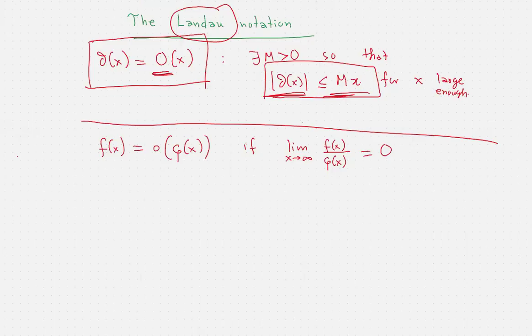So for example, just to give a trivial example, x would be o of x squared. Okay, this is because the limit of x over x squared is 0 as x tends to infinity.